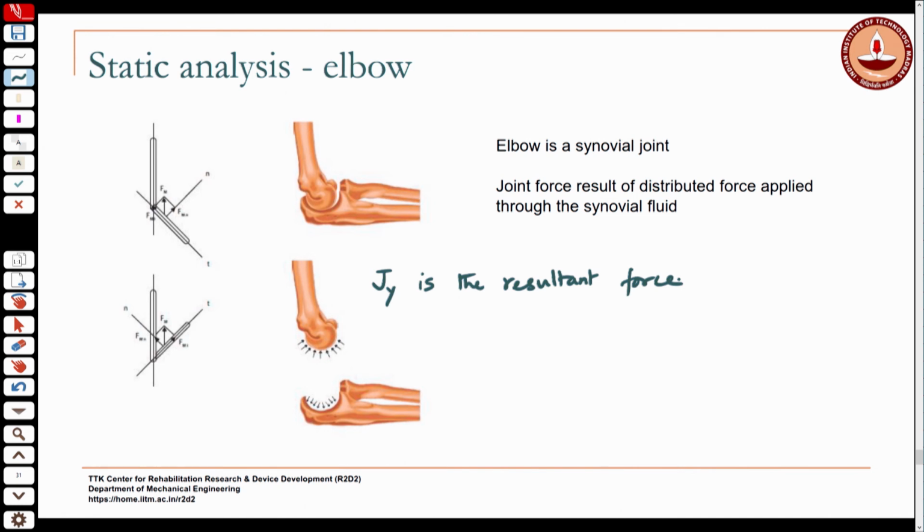So, in most synovial joints, that is what happens. It is like a fluid pressure. You have this fluid, like a lubricant, in between the two bones. It acts normal to the joint surfaces, but all the horizontal components cancel out. In this case, you have a net force along the y axis.